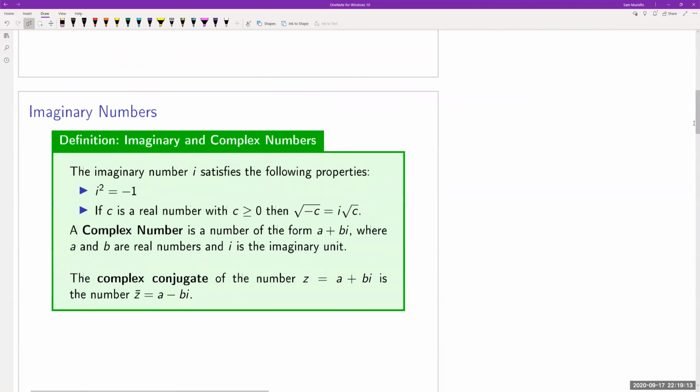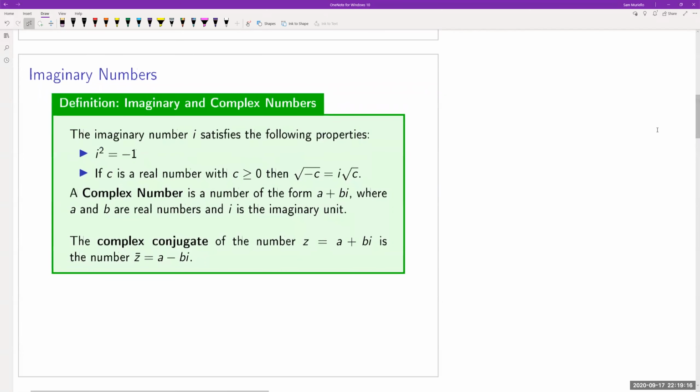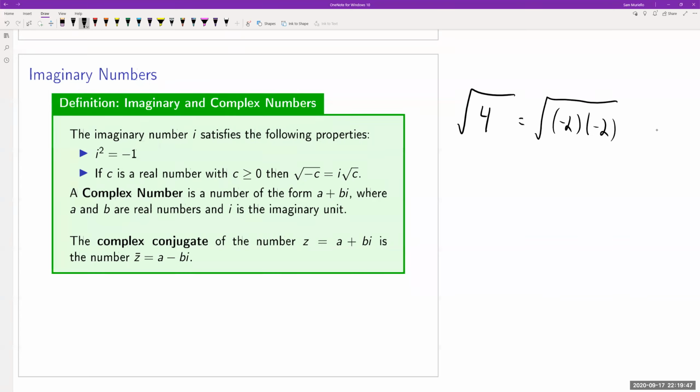The imaginary number i satisfies two properties. First of all, i squared is -1. And if I have a negative number, I could pull an i out of a square root. The important part about this second property is that what I cannot do is say something like square root of 4 is equal to -2 times -2.